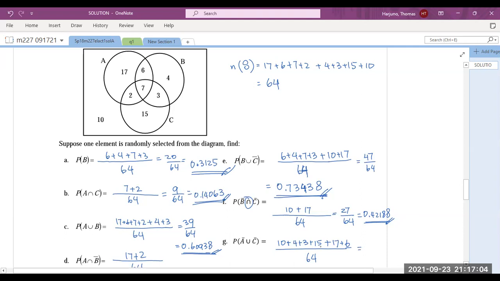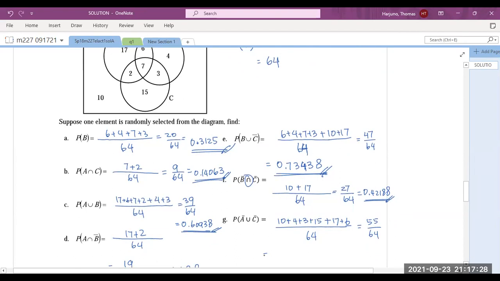Okay, so then we compute this. That's 17 plus 15, 32, 49, 55. You know what? I'm a bit tired, so I don't trust myself that much. Let me use a calculator. Yeah, that's 55. So 55 over 64 is, in decimal, 0.85938.